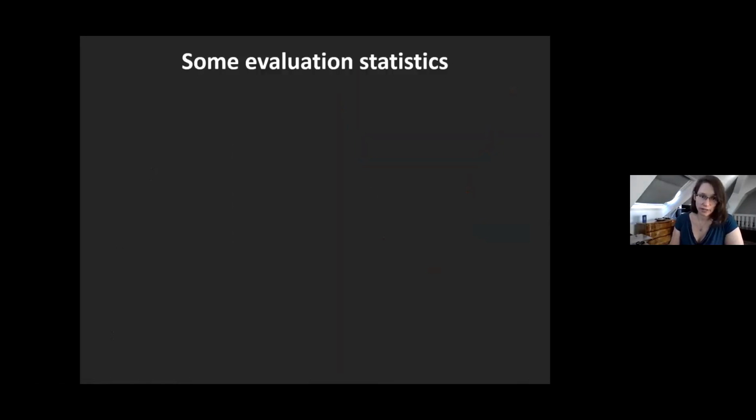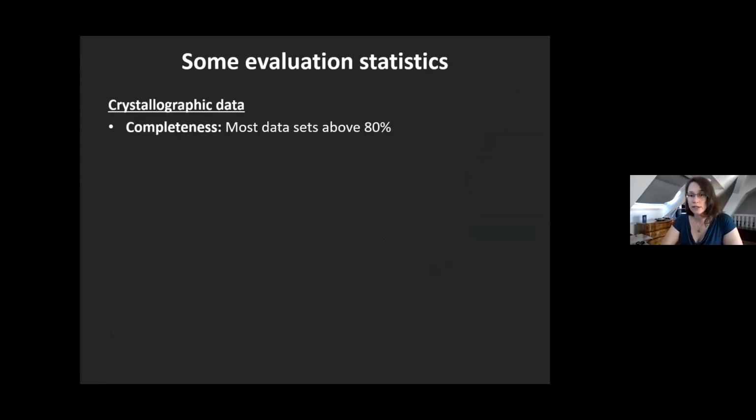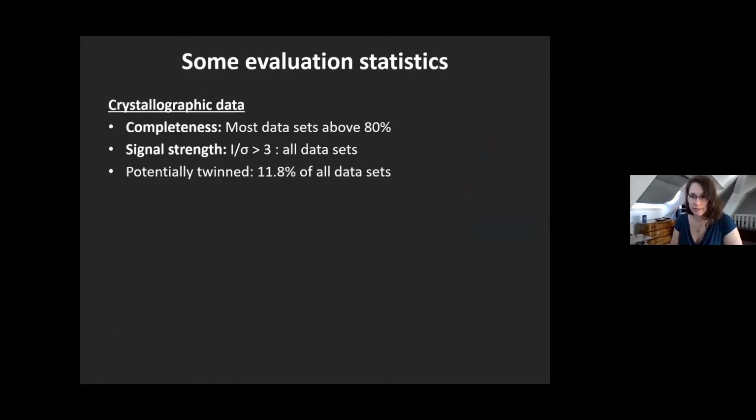What else did we find? In crystallographic data, most data sets had a good completeness, over 80%. The signal strength was good in all data sets. That came a little bit unexpected for us. We actually expected to see some data sets that were really weak, but none were. Potentially twinned due to the L-test, 11.8% of all data sets. But again, we could do nothing against this except twin refinement during refinement, unless we have the raw data, in which case we can do a better job at it.